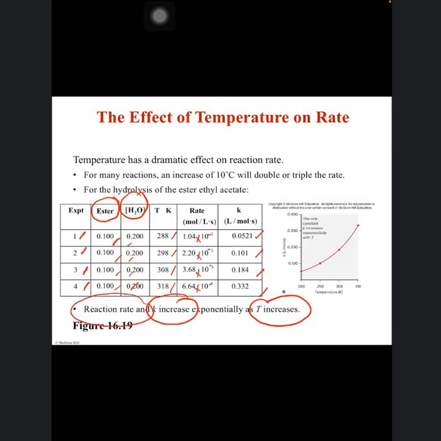Apa kaitan K dengan rate? Kita boleh ingat balik kalau kita tengok kita punya rate law, kan rate is equals to K concentration of A, ikutlah apa-apa reactant kan. Yang mana of course you have a direct relationship kat sini. If K increases, rates of reaction also increases. Okay, so itulah dia punya relationship.